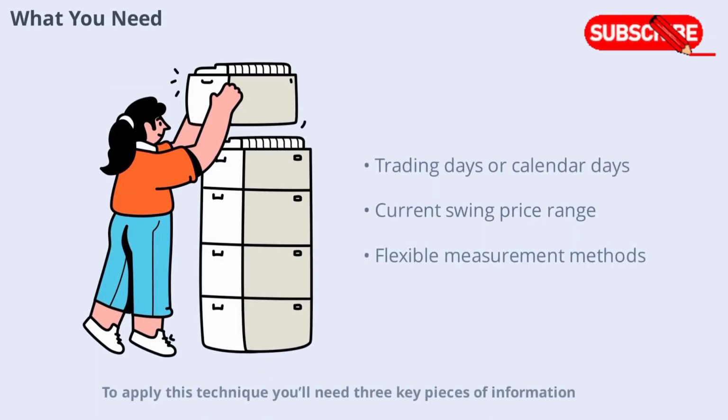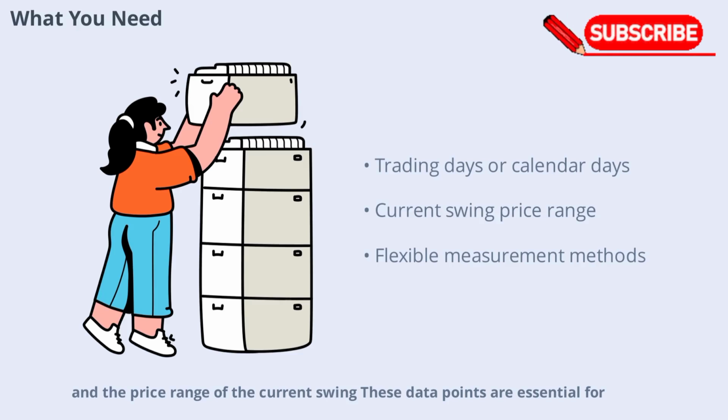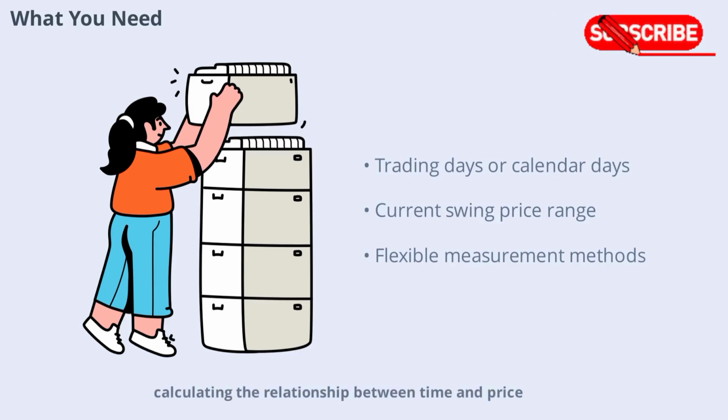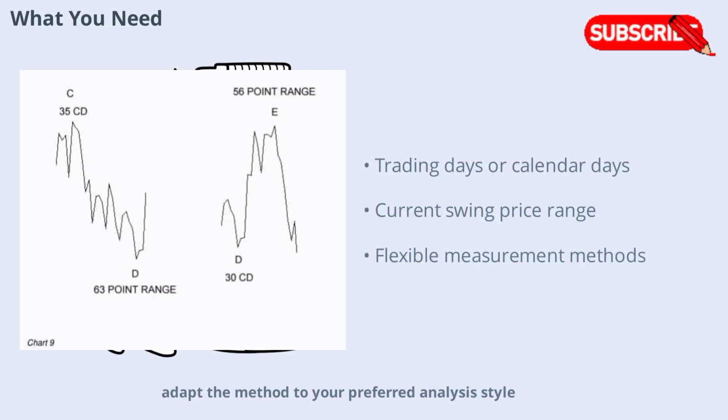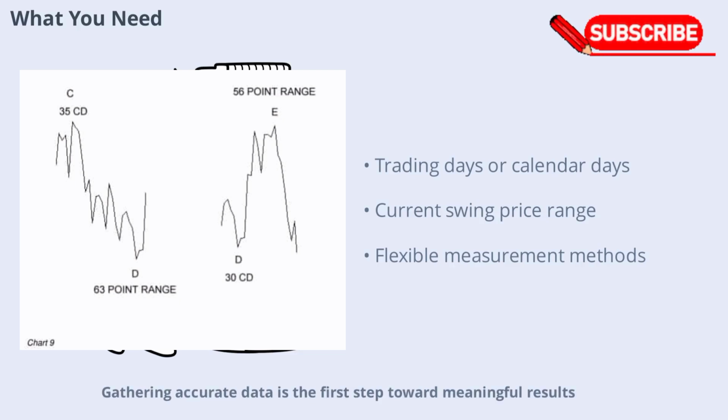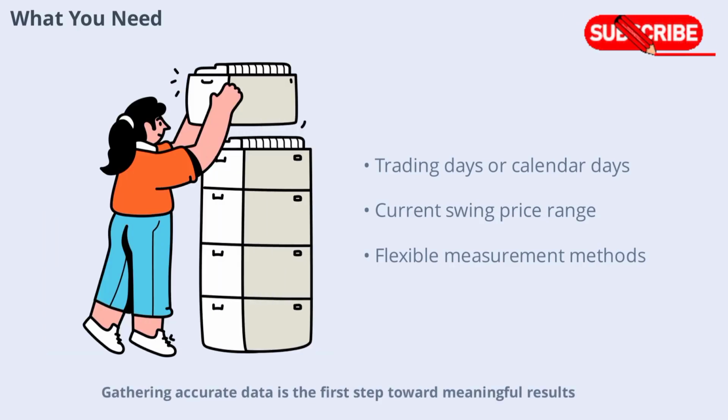To apply this technique, you'll need three key pieces of information: the number of trading days or calendar days in the prior trend and the price range of the current swing. These data points are essential for calculating the relationship between time and price. You can measure the price range in several ways: close to close, high to low, or even close to high or low. The flexibility in measurement allows you to adapt the method to your preferred analysis style. Gathering accurate data is the first step toward meaningful results.